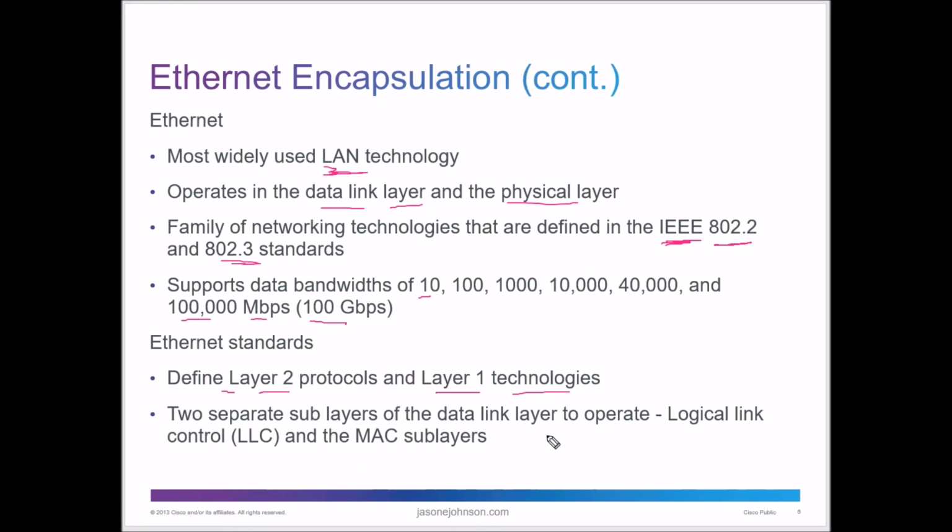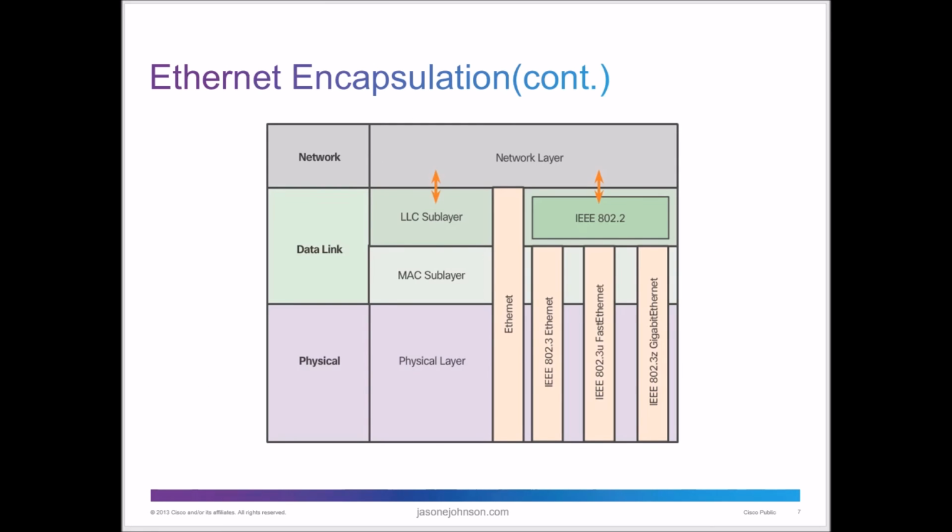There are two separate sublayers of layer 2: the Logical Link Control, or LLC, and the MAC sublayer. From a graphic standpoint, you have the network layer 3, your layer 2, and your layer 1. At the physical layer you have your Ethernet, and the IEEE governs those standards. And you have your LLC sublayer and your MAC sublayer. So if you're just doing layer 2 and it's staying in layer 2, you would just use your MAC addressing and your MAC sublayer.